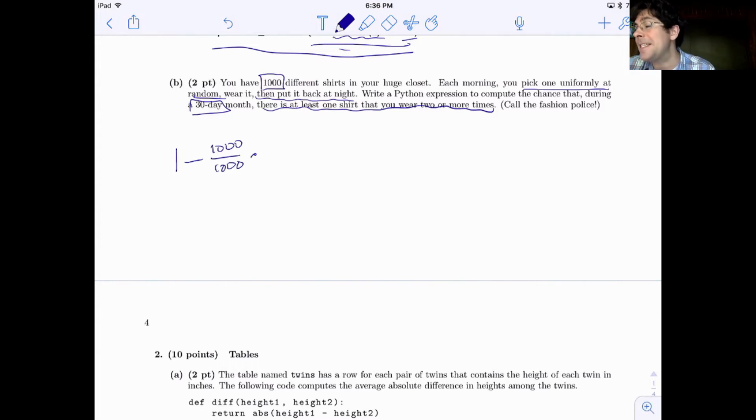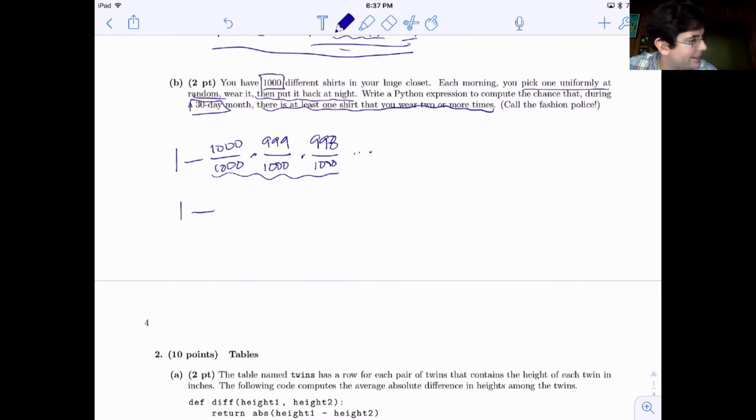But if you picked a second shirt, well, then you'd have this 999 out of 1,000 chance of picking a different shirt than the first shirt. Assuming you had just picked 2 different shirts, the third shirt you pick has to be one of the 998 that you haven't picked yet, etc. And the way you write this as a Python expression is 1 minus, but then you have to write out a range that contains all of these numbers.